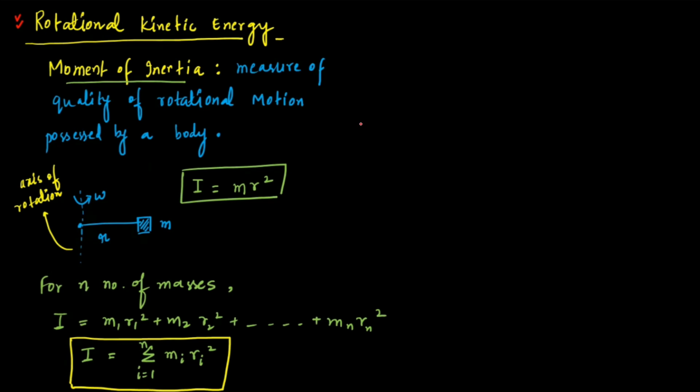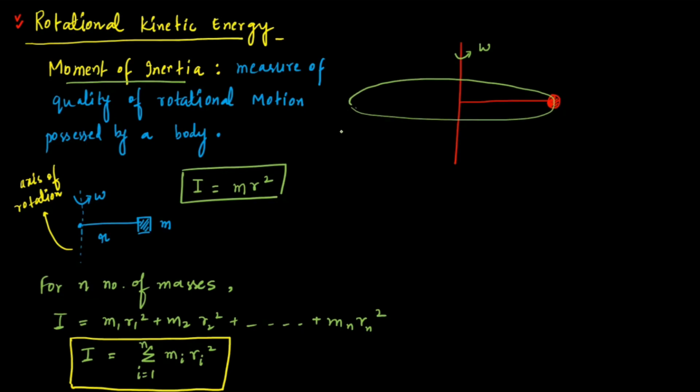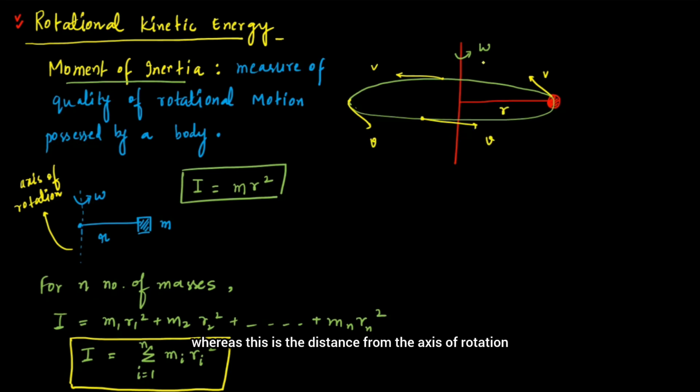And here, let us try to look at the diagram once again for a single mass. So suppose this was my mass, and this mass was rotating about the axis of rotation in this given path, like that. So at any point, if I observe the velocity of this body, what can I say? It must be tangential. It must look like that. Whereas this is the distance from the axis of rotation.